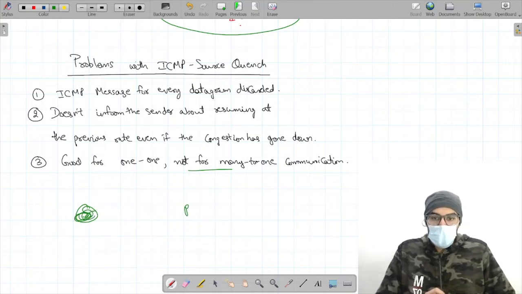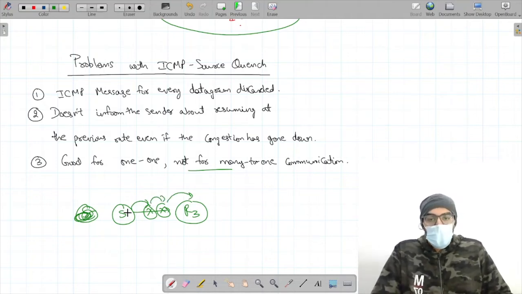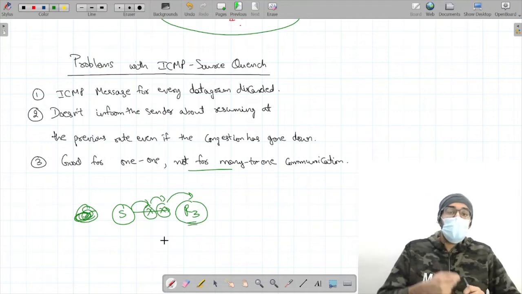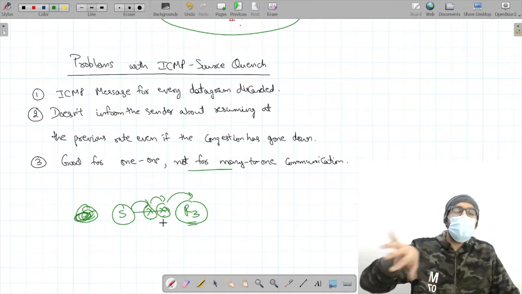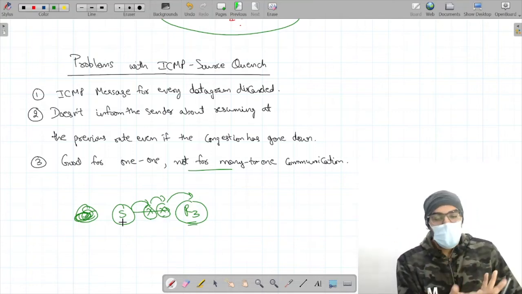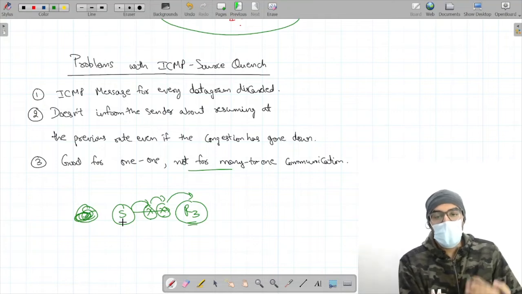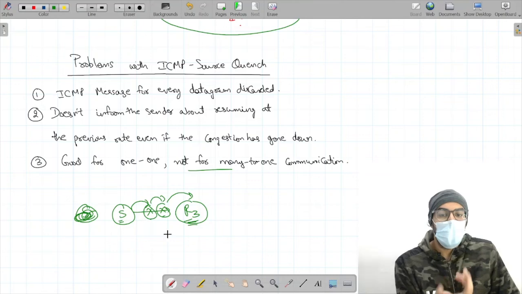The third shortcoming of ICMP source quench messages. For the one-to-one case, let's say this is router R3 and this is sender S, and router R3 is receiving the packets from the sender S through this path. If it is a one-to-one communication, which means router R3 is receiving packets just from sender S through these nodes, then it is very much okay, because if it tells the sender to decrease its pace, sender S will decrease its pace.